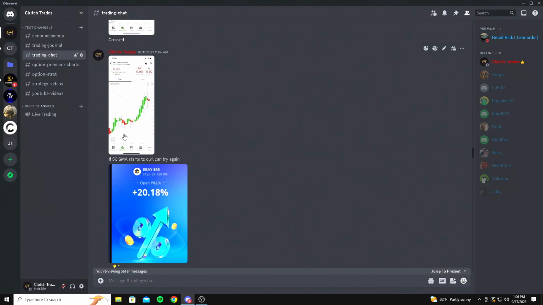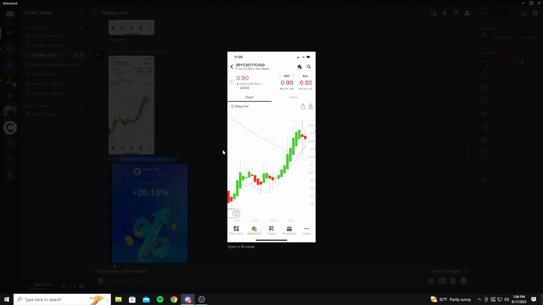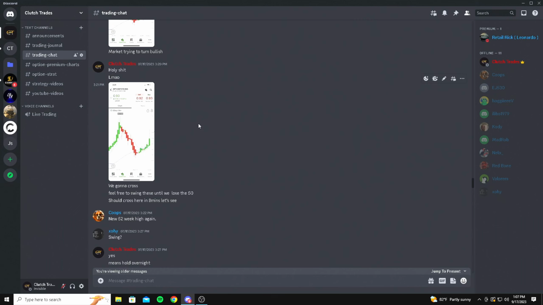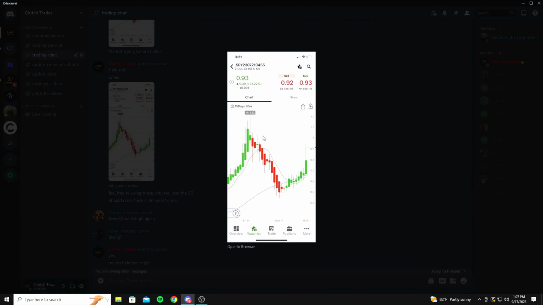I said this in the Discord. If the 50 SMA starts to curl, you can try the trade again. So look, we crossed, no trade yet. The 50 is still flat, or it's still pointing down. Don't think those ended up crossing. They might have, because if I look at this, the market crossed. See, this is an example of a time where it just didn't happen.